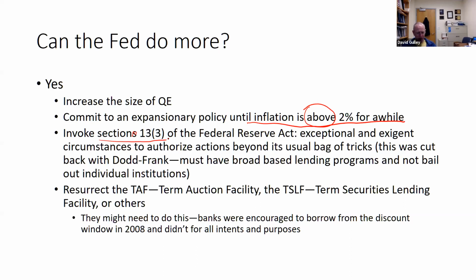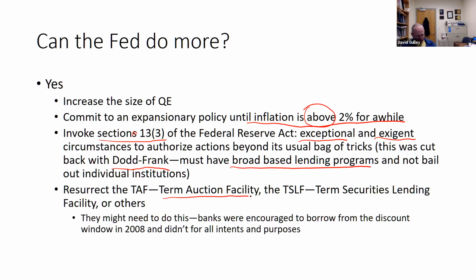They could invoke section 13.3 of the Federal Reserve Act. This allows for exceptional and exigent circumstances to authorize actions beyond its standard policy tools. So interestingly here, the ability of the Fed to use 13.3 has been reduced pretty dramatically by Dodd-Frank. The general restriction is that the Fed can't bail out individual financial institutions. It has to offer what are called broad-based lending programs available to lots of financial institutions that can put up sufficient collateral.